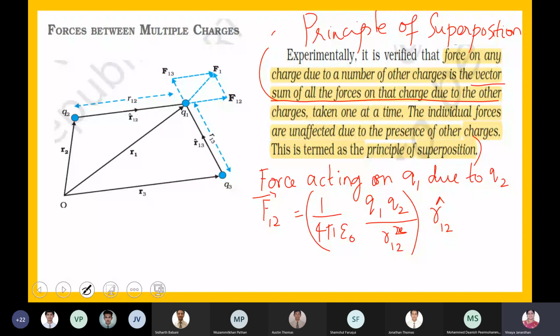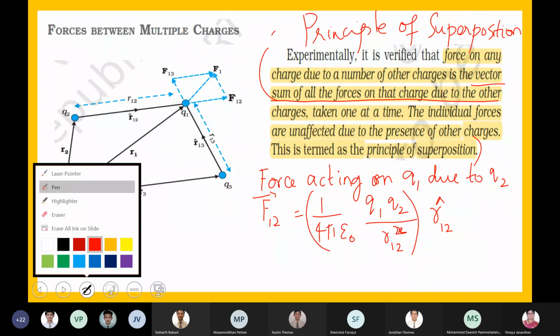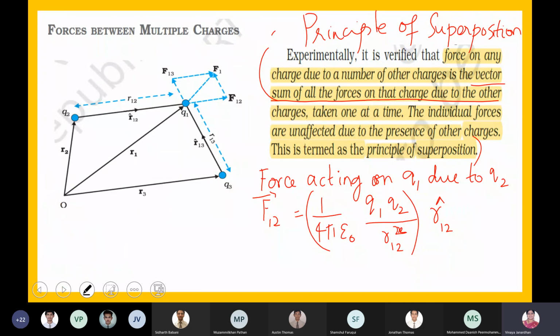Have you completed writing the principle of superposition? No, ma'am. Fine.